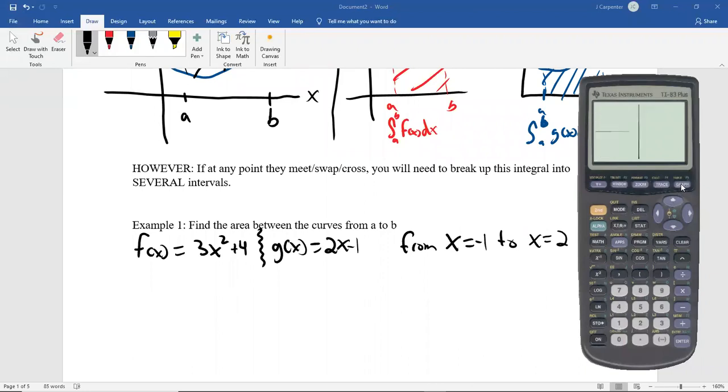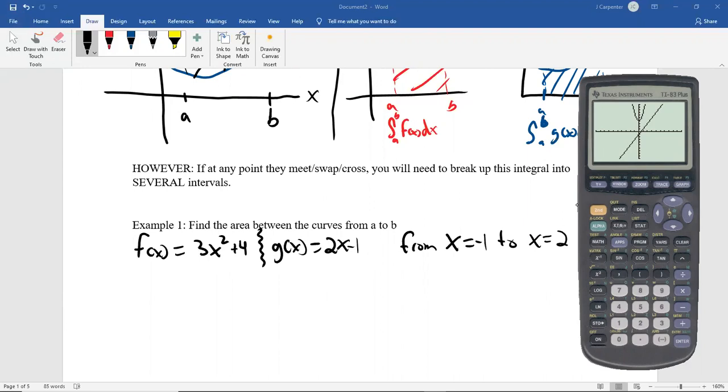Now it's going to graph them one at a time. So when I hit graph, that's the first one. That's the f of x. And there's the g of x. So again, that 3x squared plus 4 is this one right here, the parabola, that U shape. The g of x is a line, 2x minus 1. And here is that line.